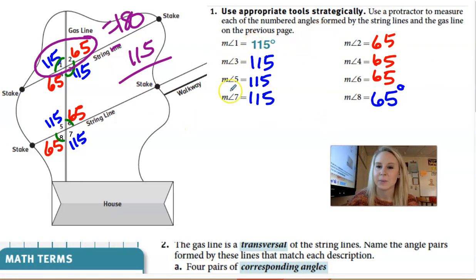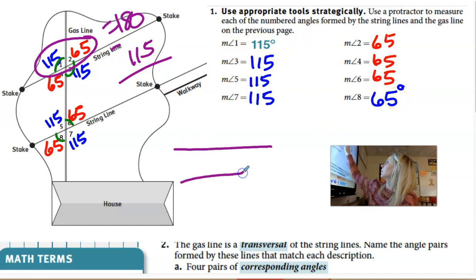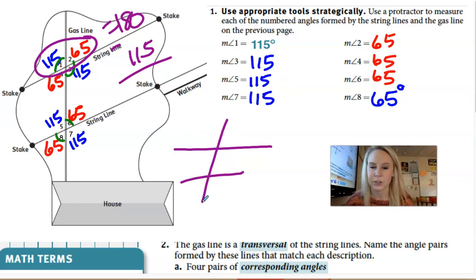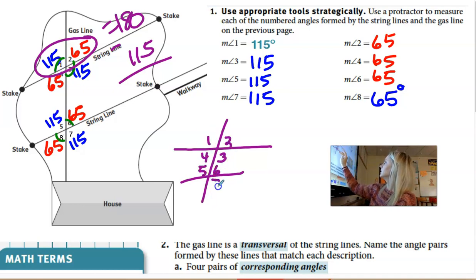The reason these numbers, like all my odd numbers were 115 and all my even numbers were 65, was based on how I numbered my parallel lines cut by transversal. And this will always be the case if you number them like this: 1, 2, 3, 4, 5, 6, 7, 8. If you snake them down, all the evens will always be one number, all the odds will always be the same number. Fun fact.